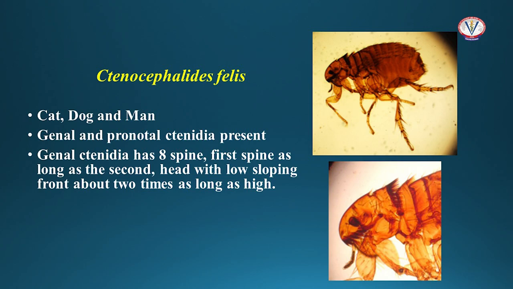The important fleas include Ctenocephalides felis, which infests cat, dog and man. Genal and pronotal ctenidia are present. The genal ctenidia has 8 spines and the first spine is as long as the second. Head with low sloping front, about 2 times as long as high.